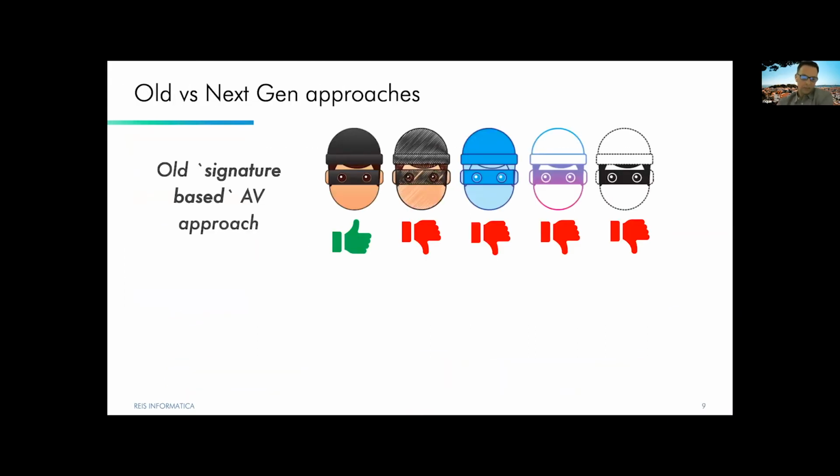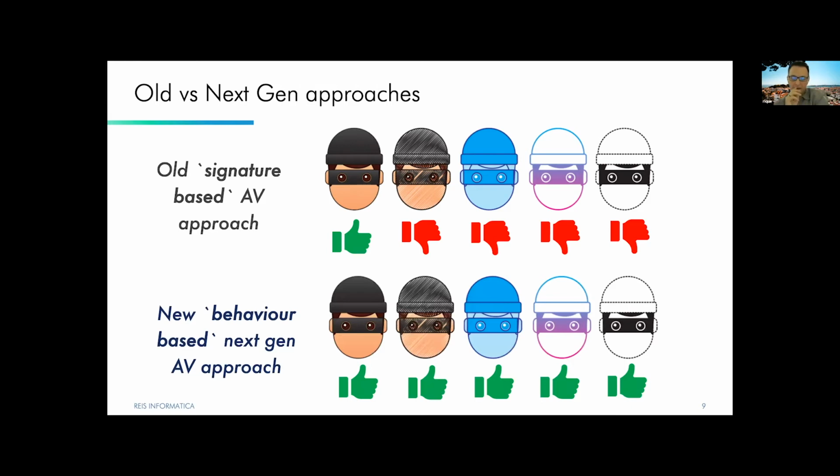So just to kind of bring the concept home, the old signature-based antivirus approach, they find a virus, they create a signature for that virus, and they are able to detect that one variant. But if it changes, or if it's custom made, they're not going to be able to detect it.